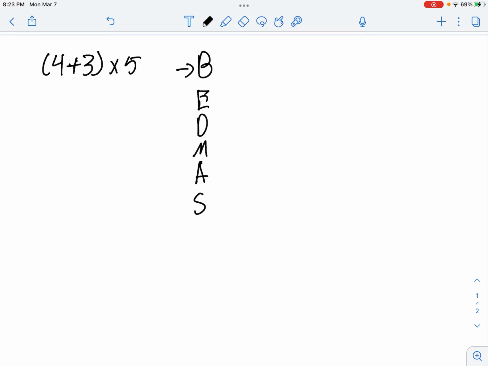So, to answer the question from the last video, before we move on to today's topic: 4 plus 3 in brackets times 5. Using BEDMAS again, going from the very top word, we figure out what's inside the brackets first, which is adding 4 plus 3. That gives us 7. Times 5, and then those two we're going to leave and do the last operation, which is multiplication, which comes after brackets, to get us an answer of 35.